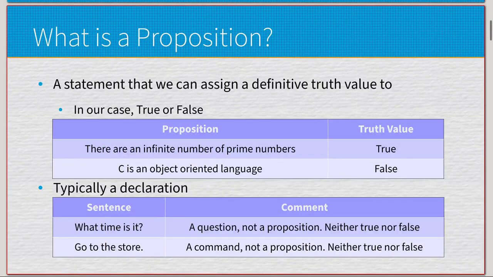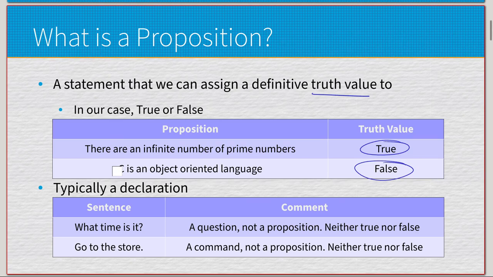There we go. So, what is a proposition? A proposition is a statement we can assign a definitive truth value to. Truth values that we care about, in this case, are true and false. So if we take a look, there are an infinite number of prime numbers. This is a true statement. There are an infinite amount, therefore we can say it's true or false. In this case, it is true.